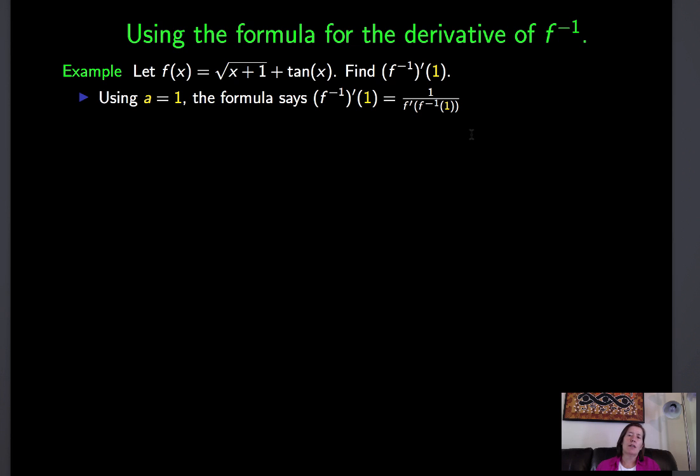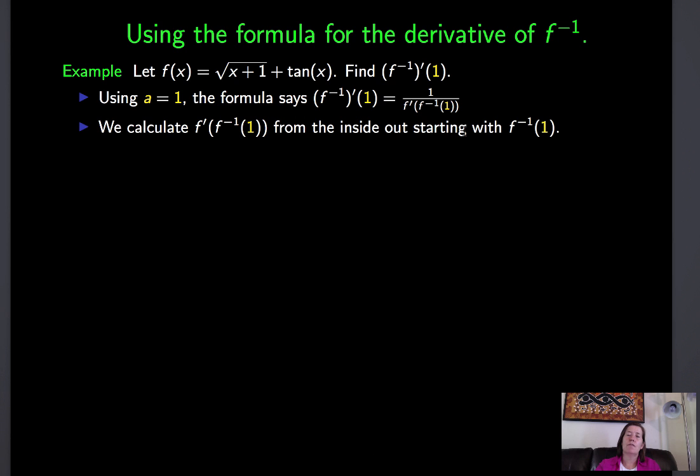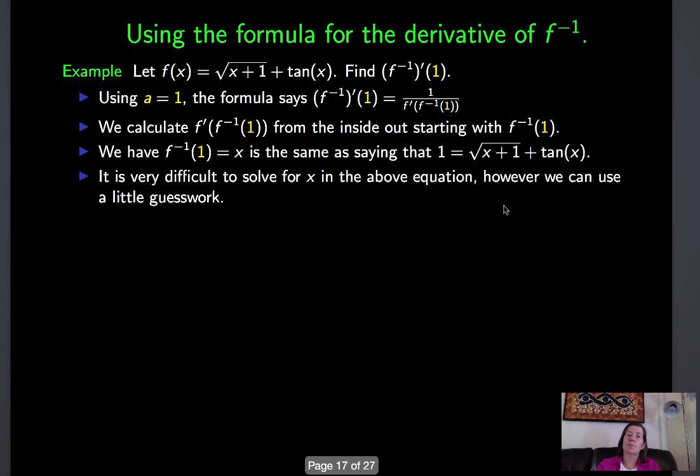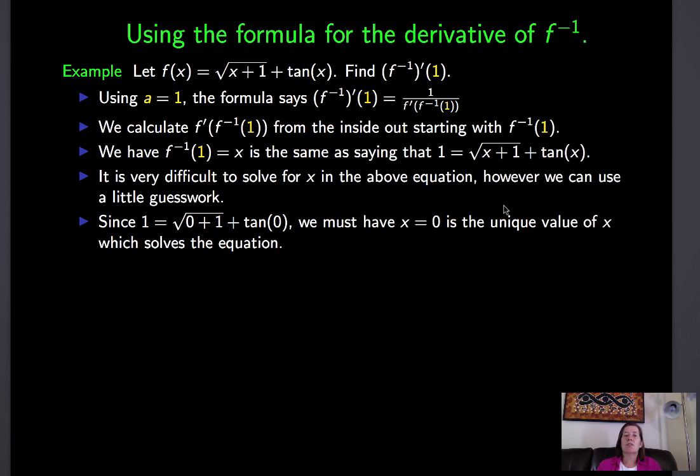So now, solving from the inside out on the right-hand side, our first step is to find f inverse of 1. Well, f inverse of 1 equals x is the same as saying that 1 equals f of x, or 1 equals the square root of x plus 1 plus tangent of x. It's very difficult to solve for x in this equation explicitly. However, we can use a little guesswork here. Recognizing that x equals 0 solves the equation tells us that our solution is x equals 0.